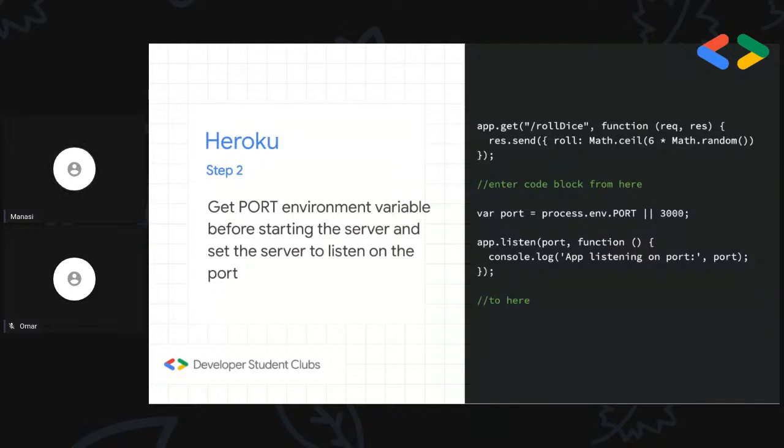Next, we have to get the port variable before starting the server and set the server to listen on the port. As you can see on the right side, there's a chunk of code between the two comments. Enter that code, starting from var port is equal to process.env.port, up until the end.